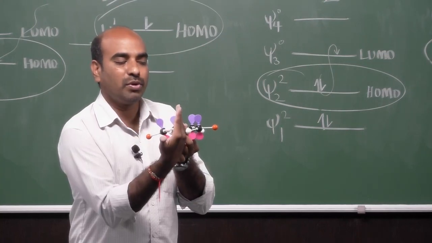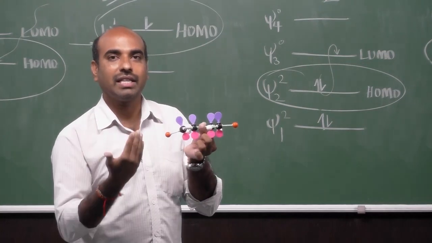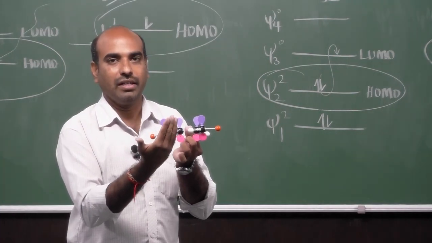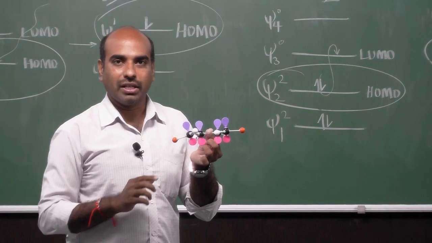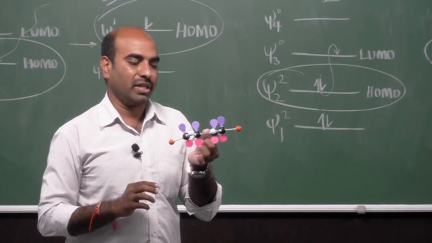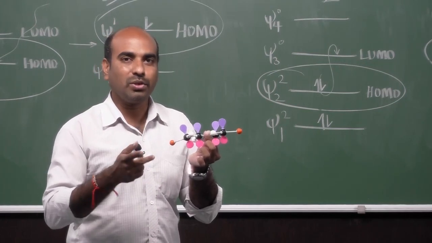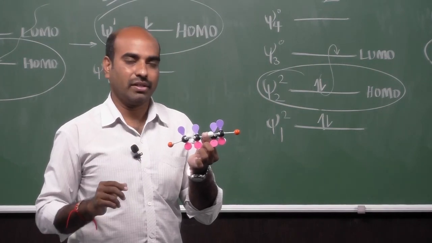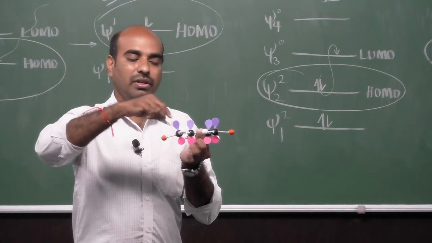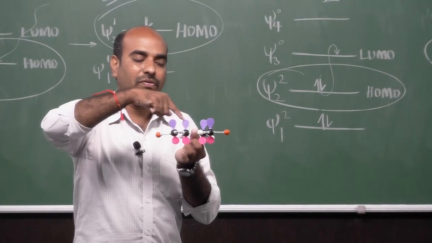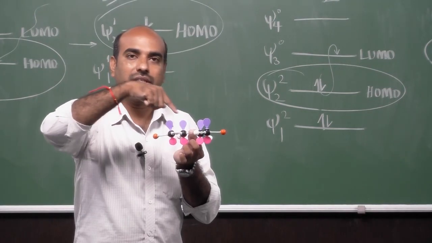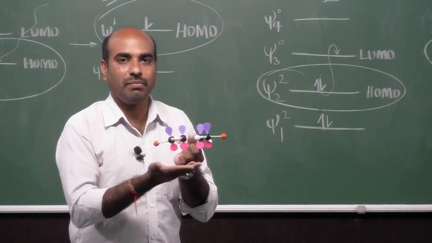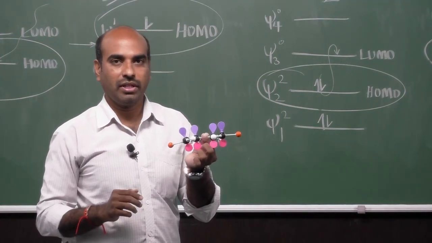That means if you put a mirror here, you can get the other half also. This is having a sigma plane of symmetry, right? So psi 1 molecular orbital is having a sigma plane of symmetry, and psi 2 molecular orbital will be having a C2 axis of symmetry, that we will see now. If you see here, all the wave functions on all the lobes are the same. On the top it is the same and on the bottom it is the same, right?